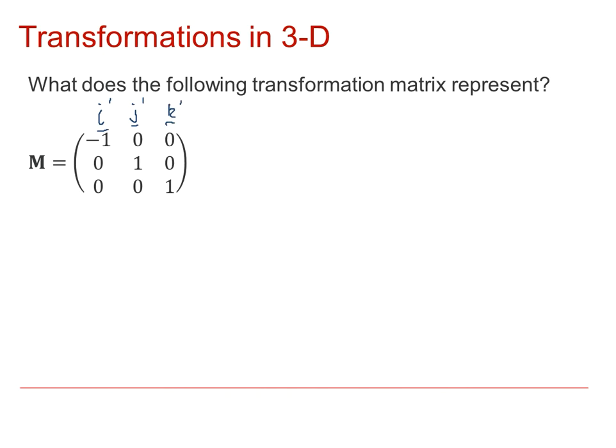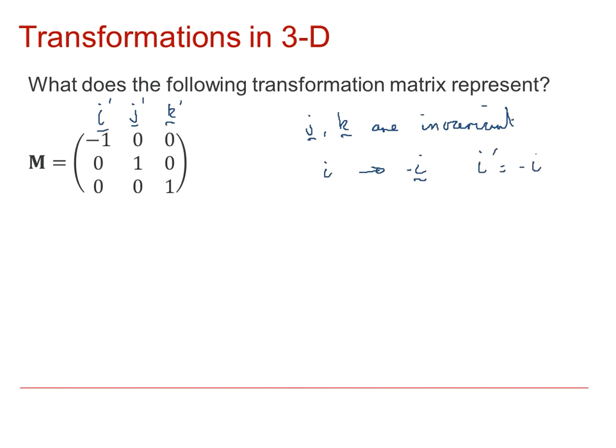So you can see here that j and k have not changed. So we would say that j and k are invariant. And what's happened is that i has transformed to negative i. So i goes to negative i, or in other words, i dashed is equal to negative i.